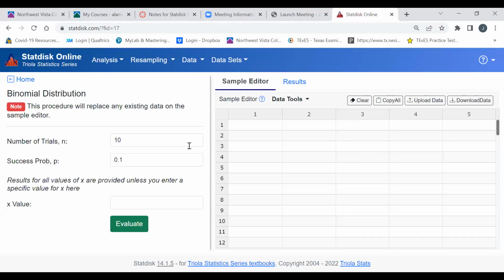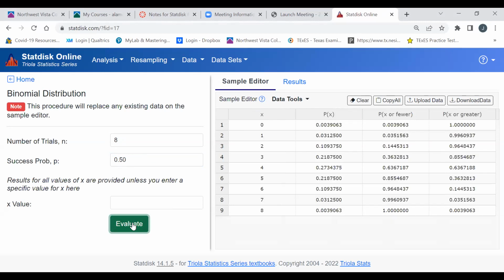All right, so that exercise that we did dealt with 8 couples. So your n is going to equal 8. So there's your 8. Right? And then the probability. What's the probability of a pregnant woman having a boy or girl? Well, it's 50-50, so that should be 0.50. And I hit evaluate and presto.